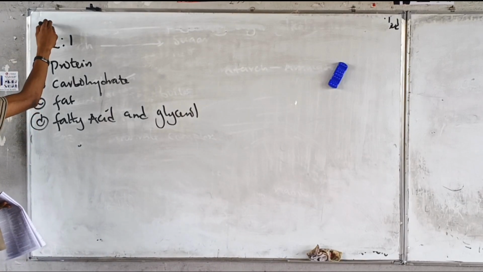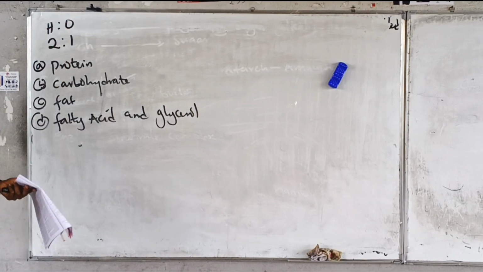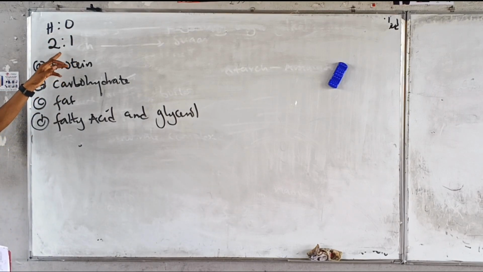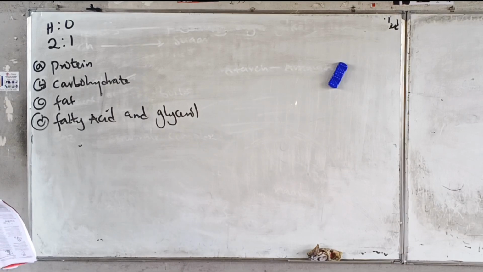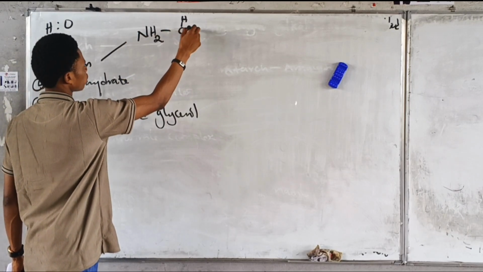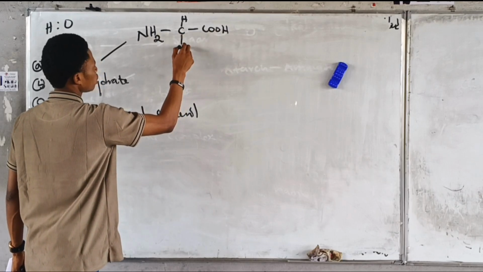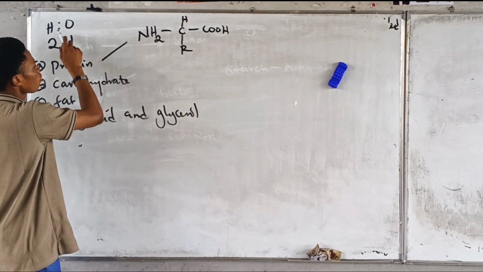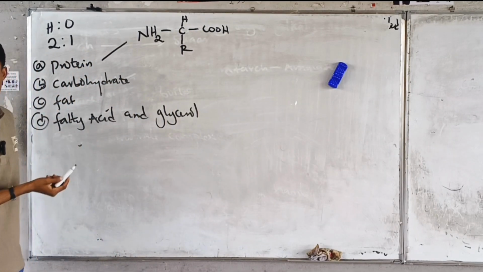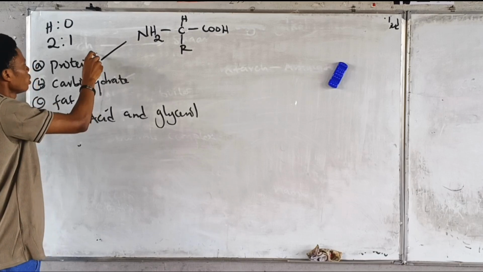So if the hydrogen to oxygen ratio is 2:1, then the organic compound is likely to be what? Look at it very well. If the hydrogen to oxygen ratio is 2:1, is it a protein? What's the building block of protein? Amino acids, right? And the general formula for amino acid is like this. Is the ratio of hydrogen to oxygen 2:1? Is hydrogen 2, then oxygen 1 here? No. Because this is the building block, so this is out of it.